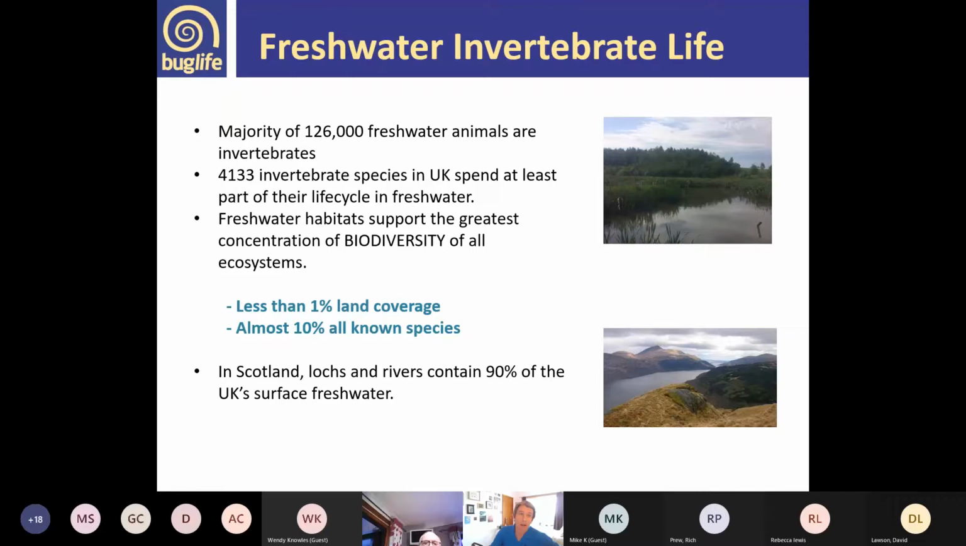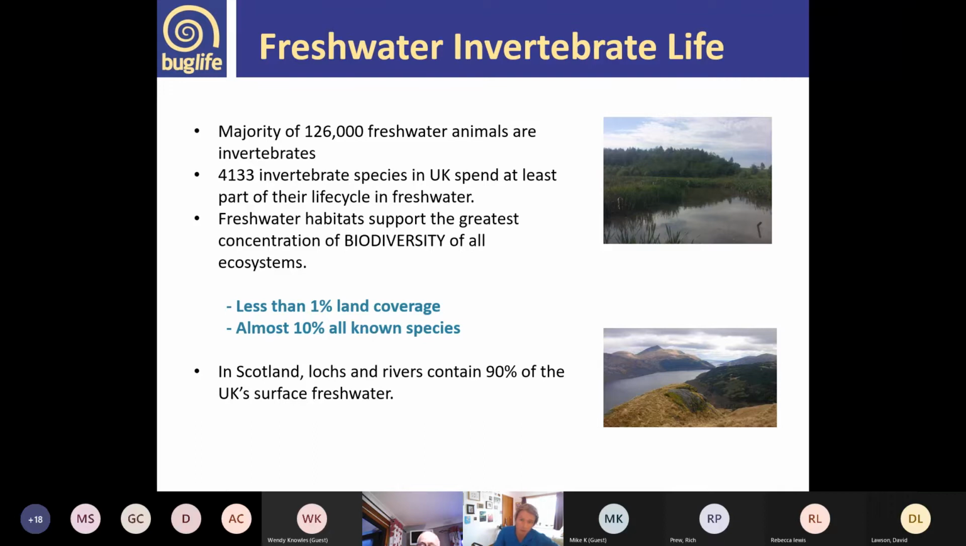So in freshwater habitats, the majority of the 126,000 animals are invertebrates. There are 4,133 invertebrate species that spend at least part of their life cycle in freshwater. It's recognized as the ecosystem with the highest level of biodiversity. Despite covering only 1% of all land, it is still home to almost 10% of all known species in the world. Scotland is where 90% of Britain's surface water can be found, mainly in the lochs and rivers that we have. So this is really a stronghold for freshwater habitats in the UK.